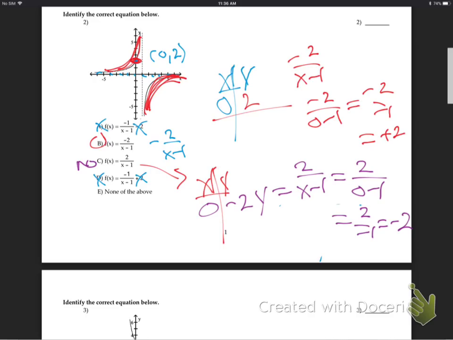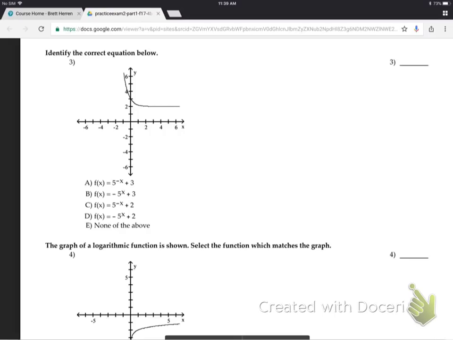We all good? You guys becoming lean, mean graphing machines? Sort of? All right, that one.